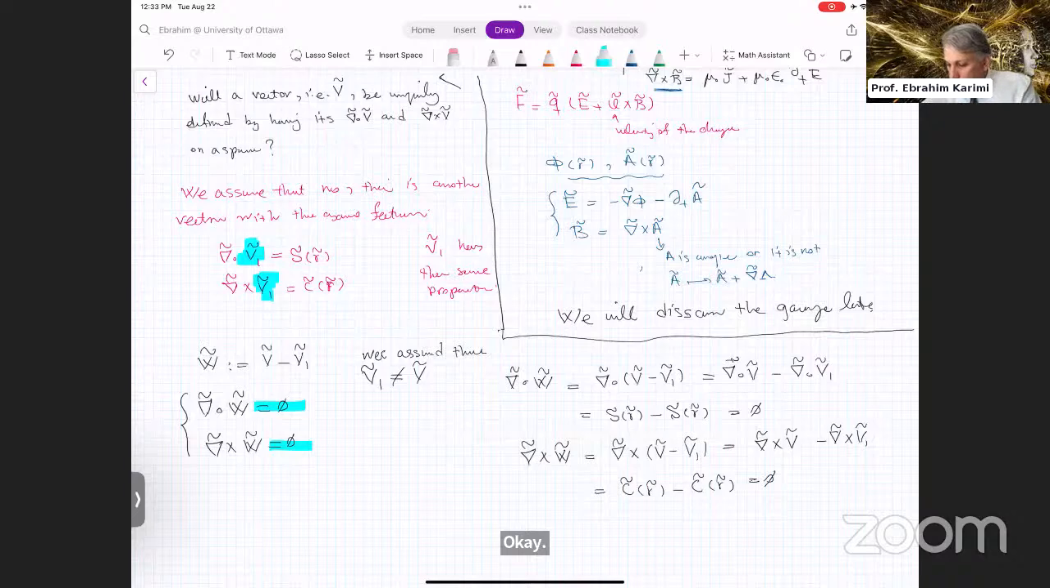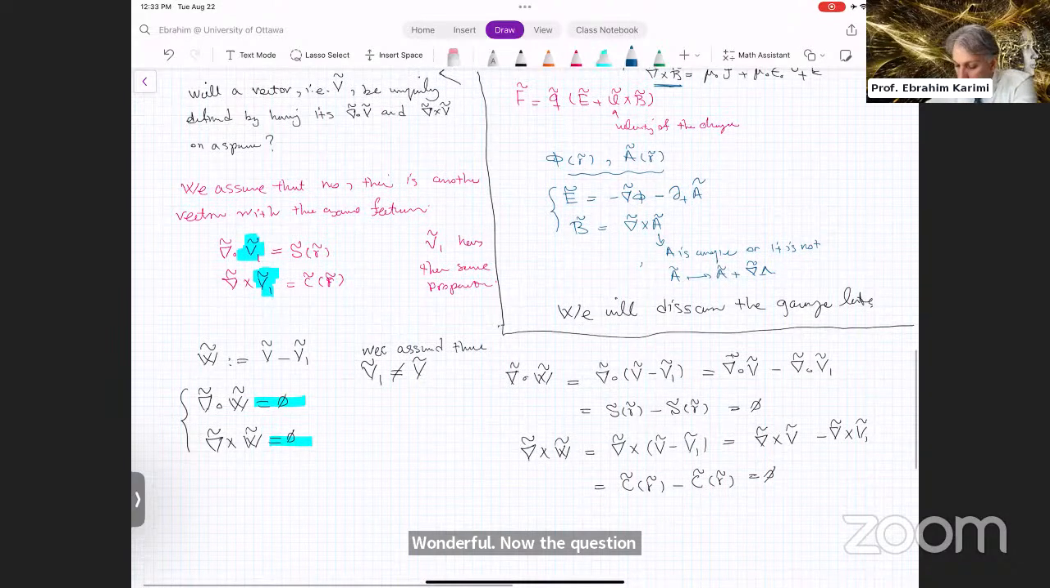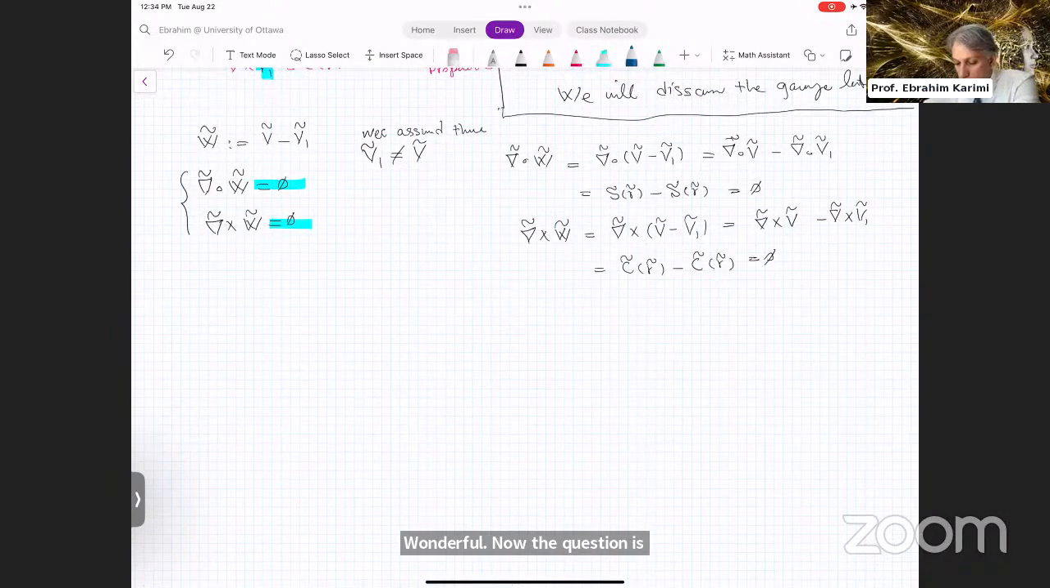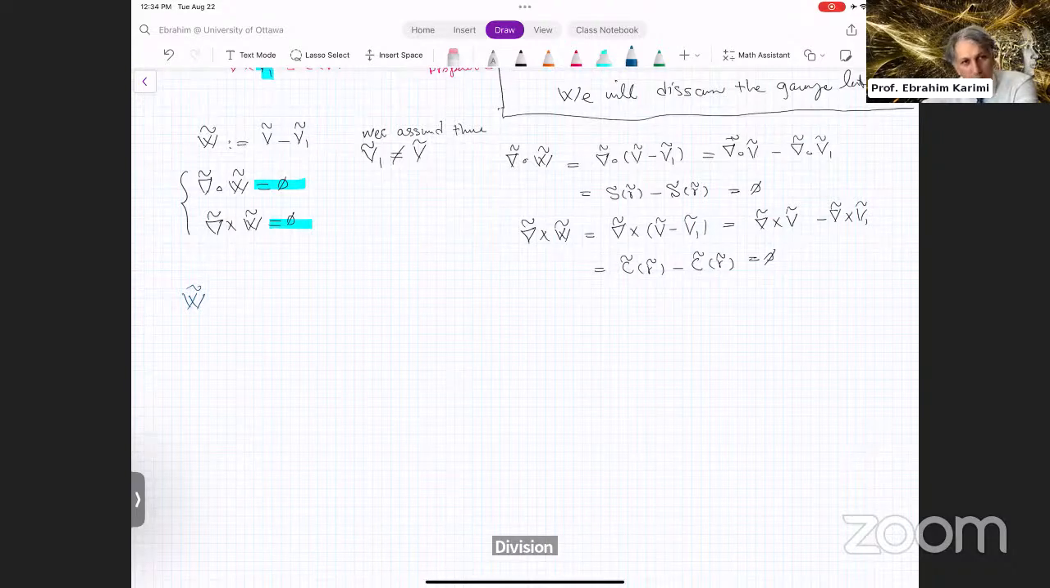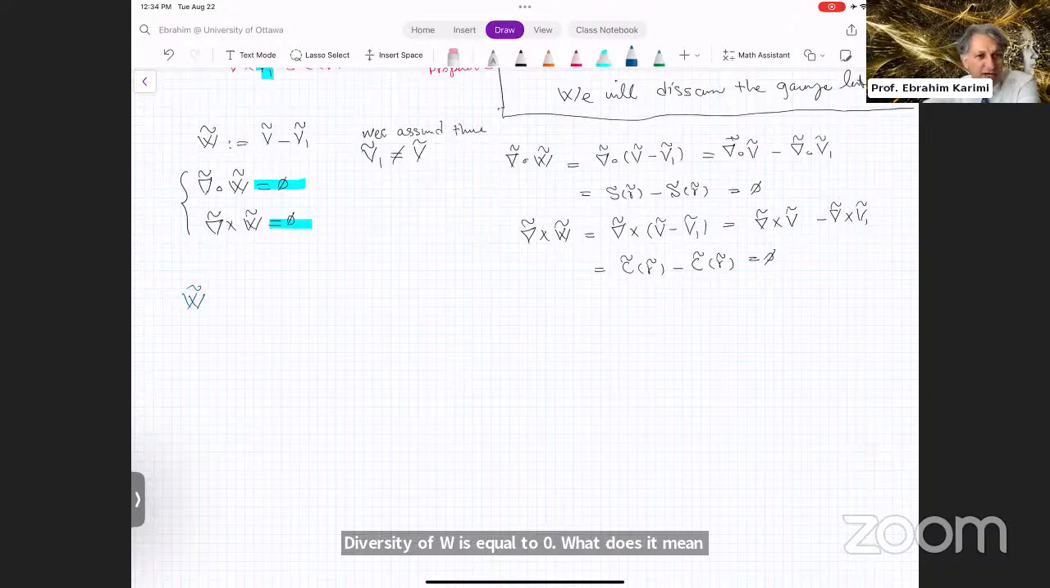Wonderful. Now the question is, don't forget about V and V1, okay? We will discuss this. Now I'm talking only about W. Divergence of W is equal to 0. What does it mean? W can be given by a curl of a vector. Curl of W is equal to 0. What will you get from this?